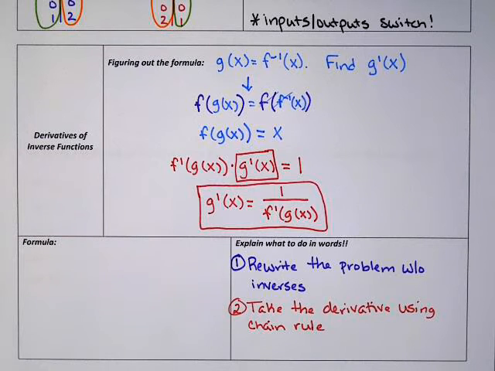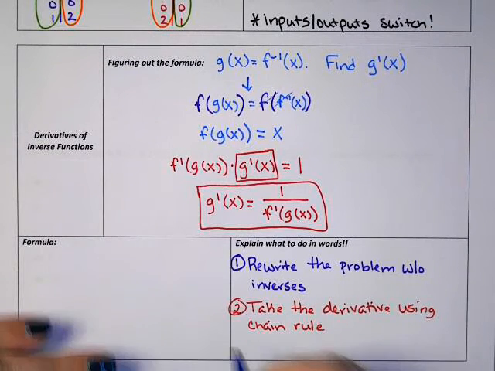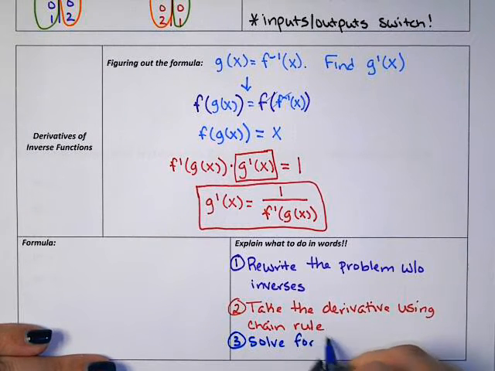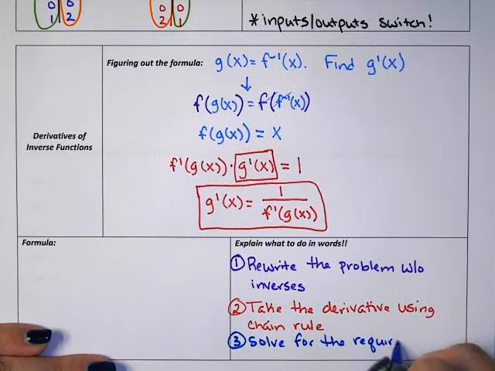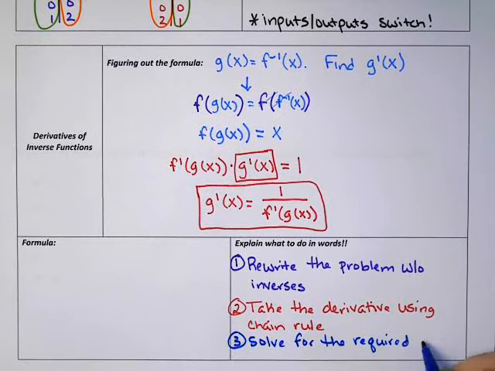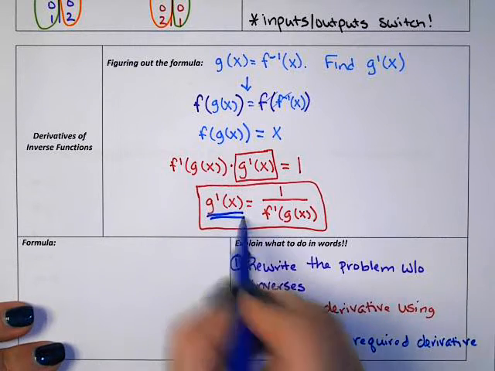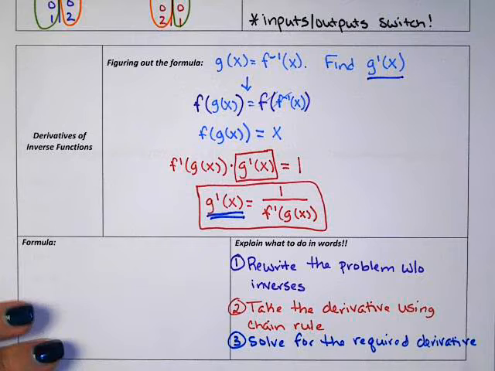Step 3 is going to be to solve for the required derivative. So in this case up here, that was our g prime of x. That's what we needed to solve for because that's what they had asked for.